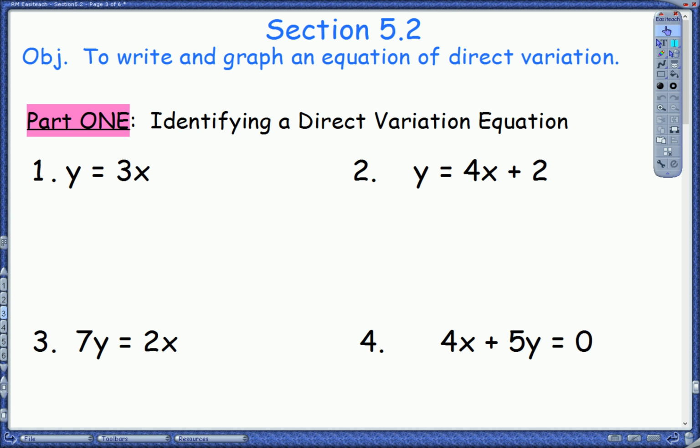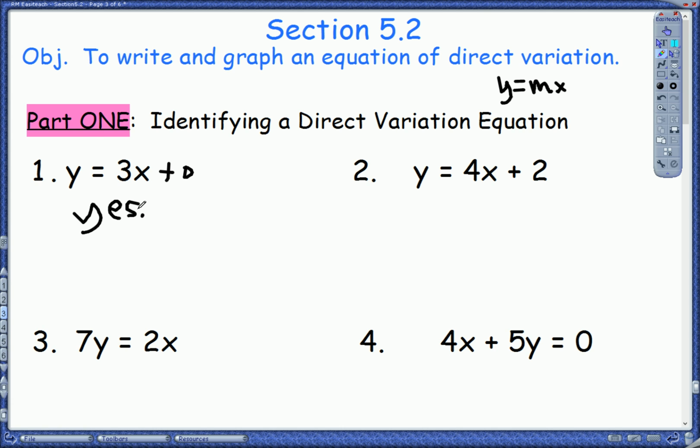Okay, so identifying a direct variation equation. Basically, you have to get each equation into this format. And if you see a plus b other than 0, it is not direct variation. So looking at number 1, it's already in this format, y equals mx. And there is no plus b, therefore the y-intercept is 0. And this is a direct variation.